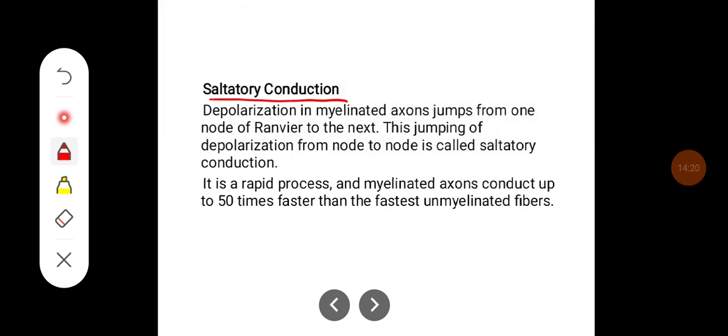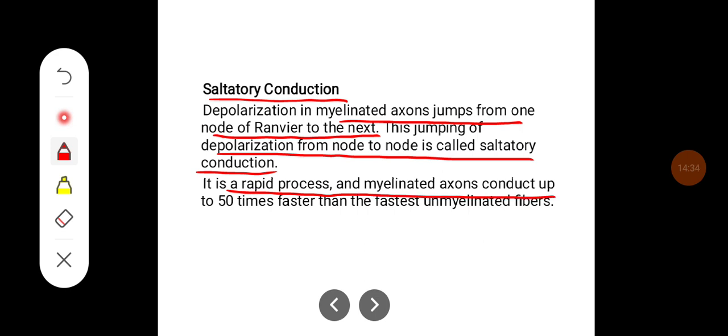Saltatory conduction. Depolarization in myelinated axons jumps from one node of Ranvier to the next, and this jumping of depolarization from one node to another node is called saltatory conduction. It is a rapid process, and myelinated axons conduct up to 50 times faster than the unmyelinated fibers.